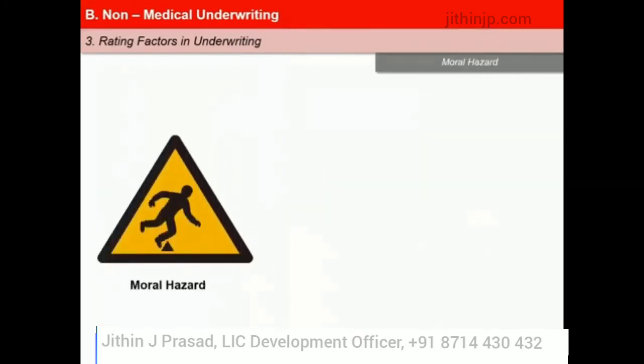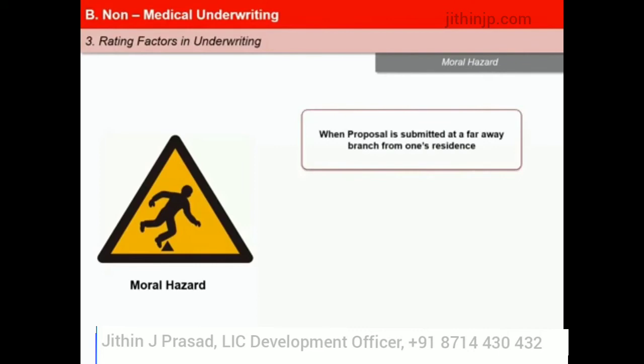Moral hazard is said to exist when certain circumstances or characteristics of an individual's lifestyle, habits, reputation, financial situation, and mental health indicate that he or she may intentionally engage in actions that increase the risk. There may be a number of factors which may suggest such moral hazard.